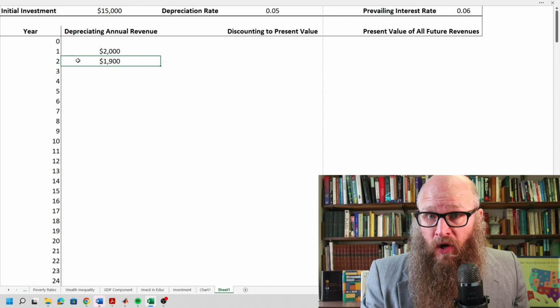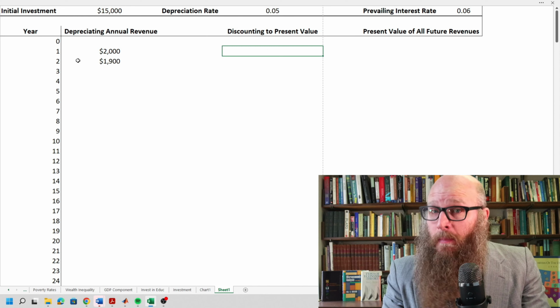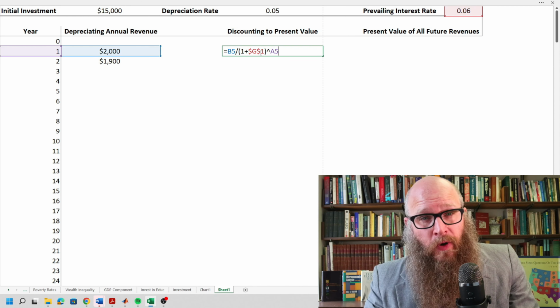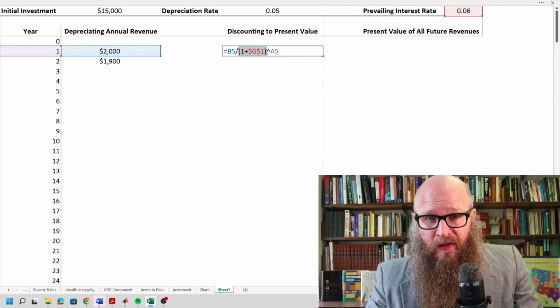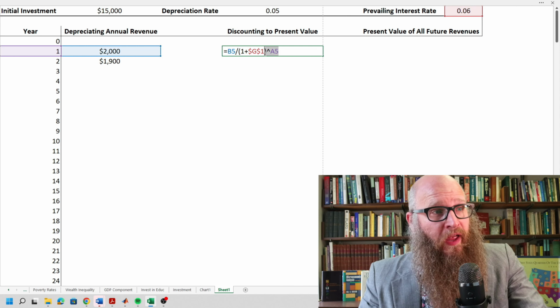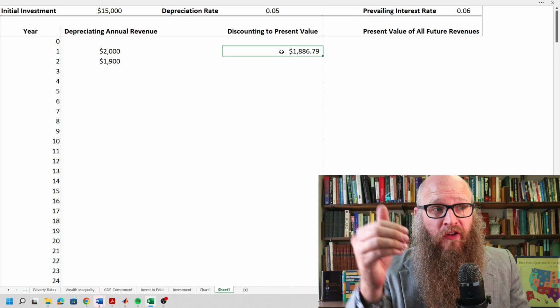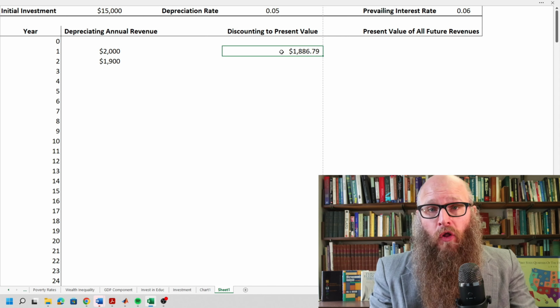But we're not done. Money in the future is not as valuable as money today, so we need to take into account the opportunity cost. We take that $2,000 and discount it by the compounded interest component, 1 plus the interest rate of 0.06. In this case, it's the first year, so the exponent is equal to 1. And in present value terms, that $2,000 earned next year is the equivalent of $1,800 earned today.